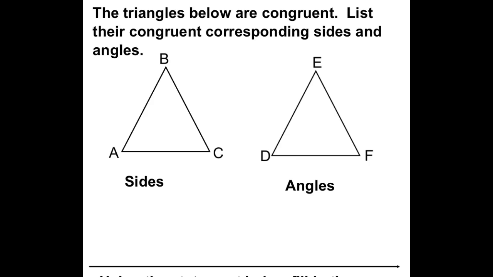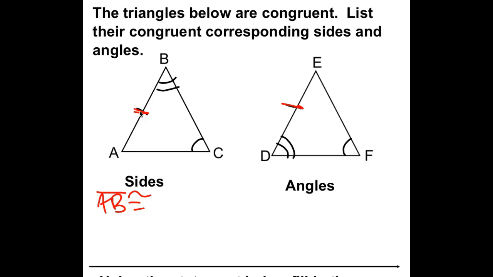So here you can see my markings now. They've appeared. We want to start by just lining up the parts that are marked. So I've got this side AB with a 1 mark, and I've got this side over here ED with a 1 mark. So those are going to correspond. Now we want to be careful when we write our congruent statements. We want to line up those corresponding parts.